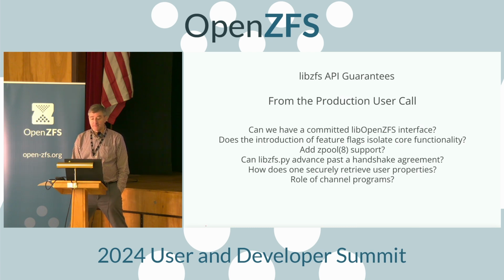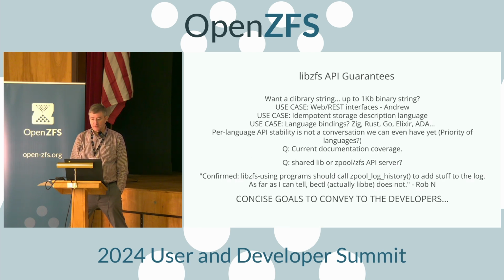And there's a question of how can we securely retrieve user properties insofar as an unprivileged user can do a ZFS list, and it's a bit orthogonal, but if it lists every user's personal home directory, that's a bit concerning. And then any overlap with channel programs. And just open notes from the discussion.